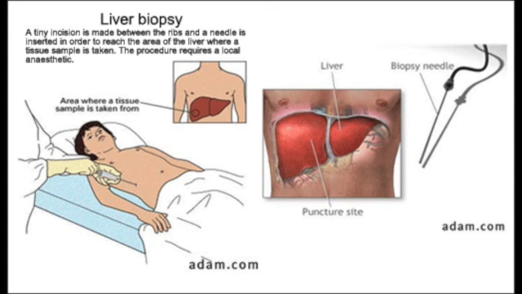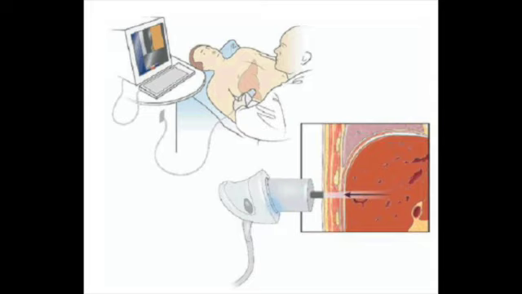When it comes to diagnostic procedures for hepatitis, a liver biopsy can be done to show chronic hepatitis, and transient elastography can be done. This measures the stiffness of the liver to determine the severity of fibrosis and cirrhosis.